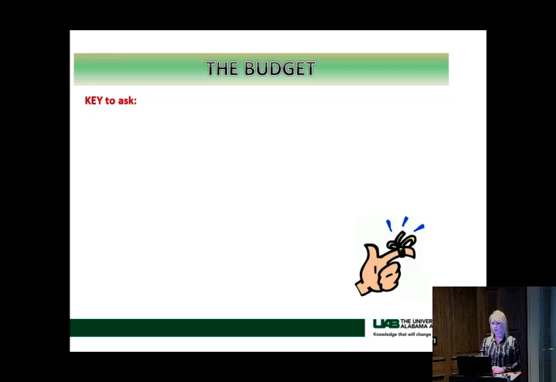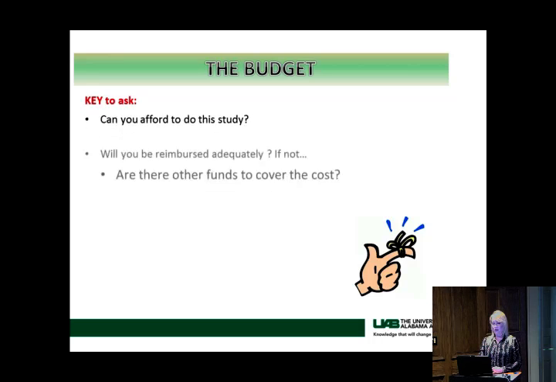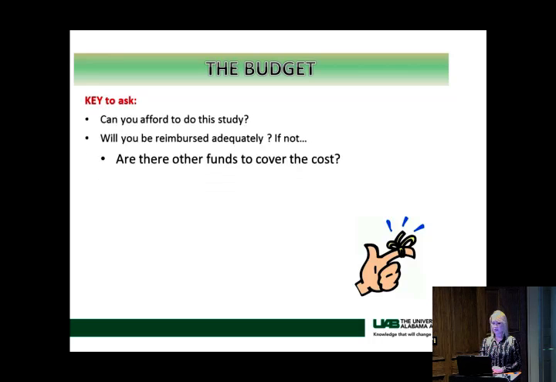So the budget. All right, can you afford the study? I've mentioned that before. How are you going to get reimbursed? All right, and are you going to get reimbursed adequately? Most sponsors want to pay on a quarterly basis. I would really, really ask very, very nicely to please let me get money every month. But most of them will not do that.